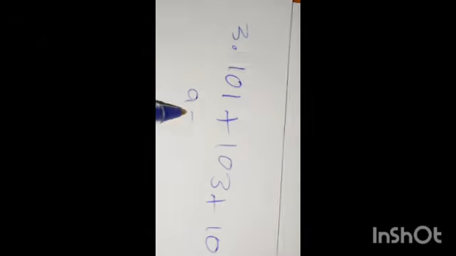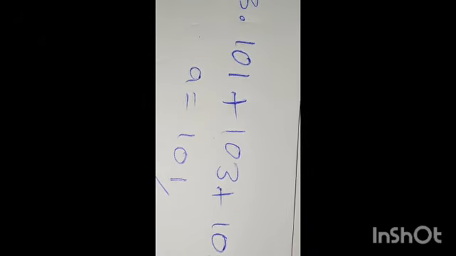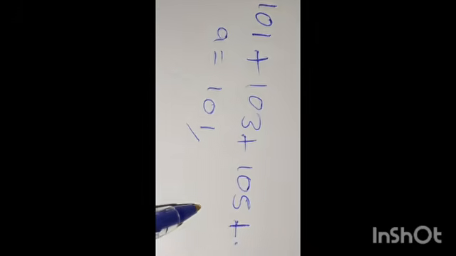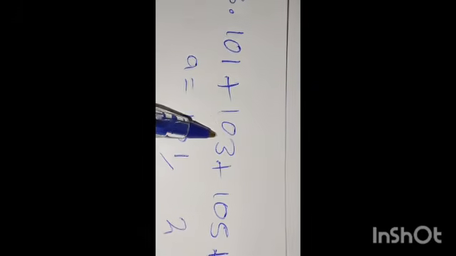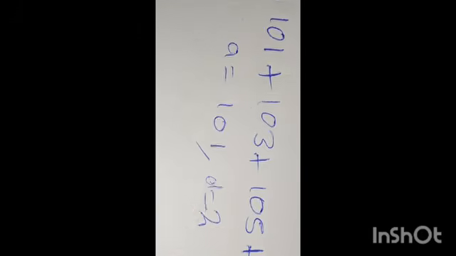So now let's look at what is our first term. Our first term is 101. What is the common difference? The common difference is 2, because if we subtract these two, it is going to give us 2. Then our d is equal to 2. Then what is our last term? Our last term is equal to 199.